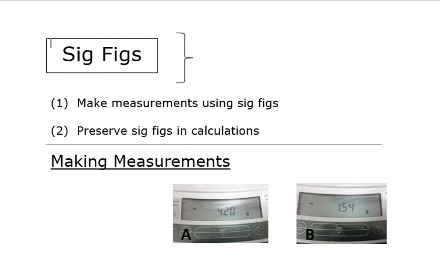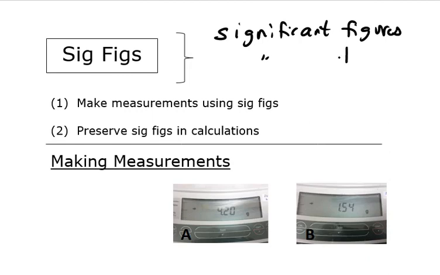Sig figs is short for significant figures, which is also known as significant digits. What it refers to is reporting values, including calculated values, so that the number of digits is meaningful for what you know. We're going to cover two aspects of sig figs. The first is making measurements using sig figs, and the second is preserving those sig figs when you do calculations.